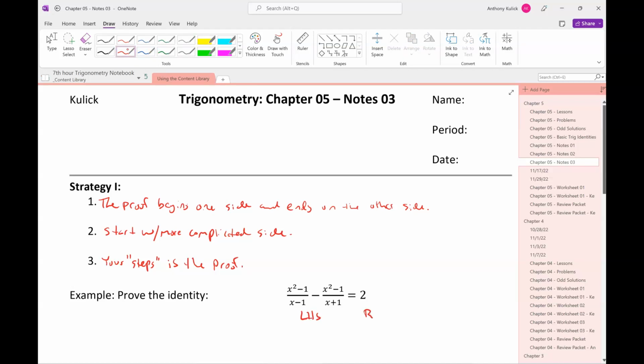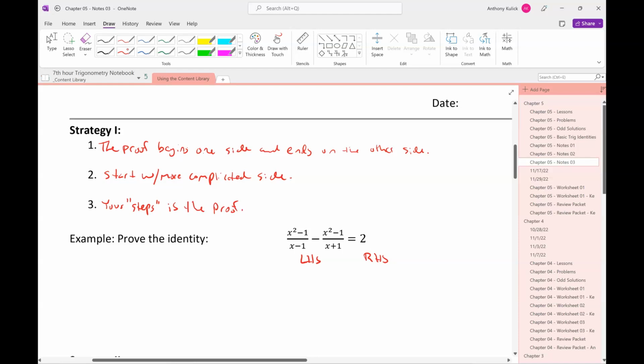So we have two sides of our equation. We have like the left-hand side and the right-hand side. Which one of those looks more complicated? X squared minus 1 over x minus 1 minus x squared minus 1 over x plus 1, or 2? The left-hand side is definitely the more complicated side, right? Okay. So we're going to start with the left-hand side.